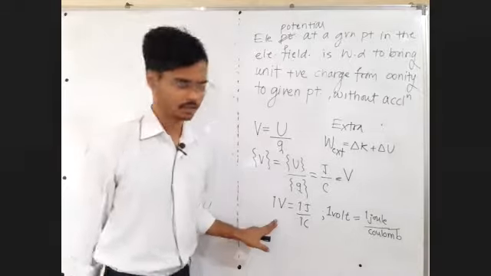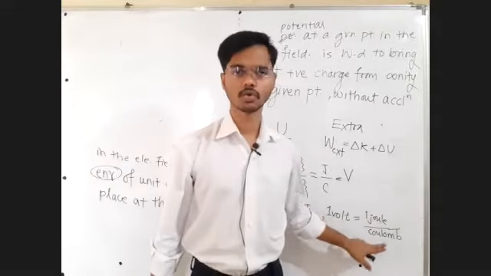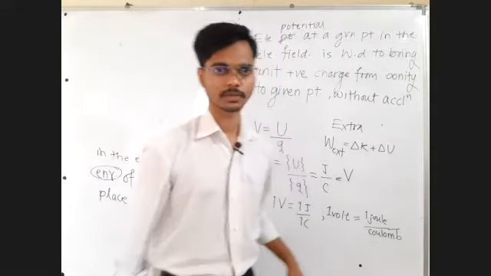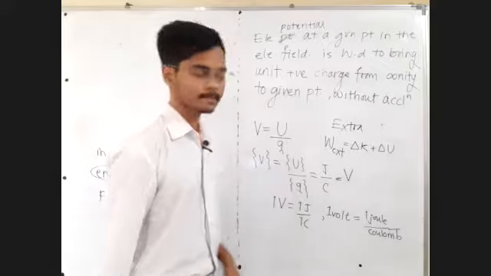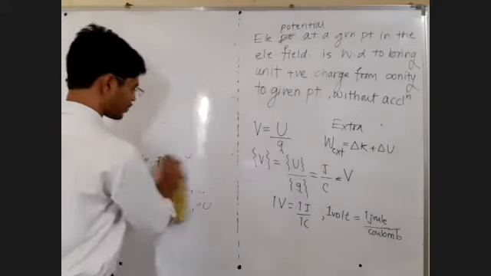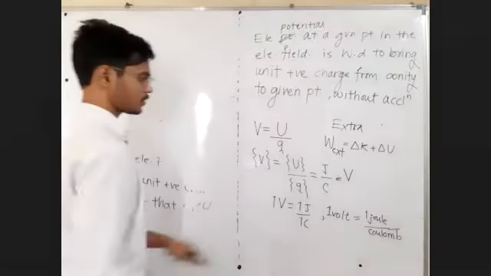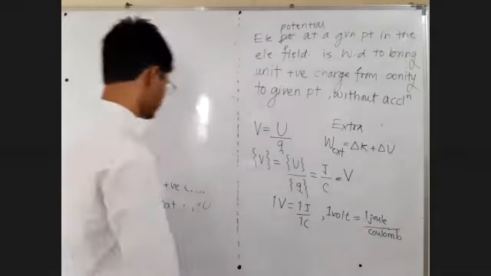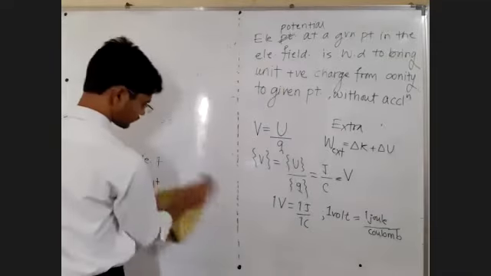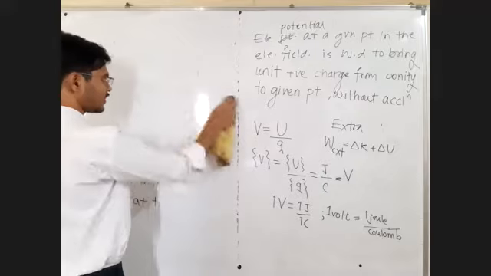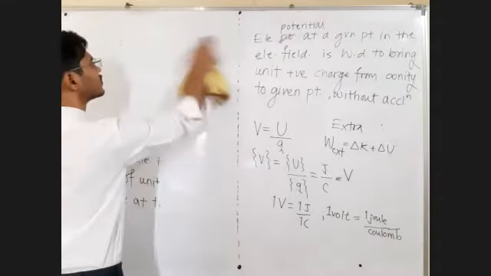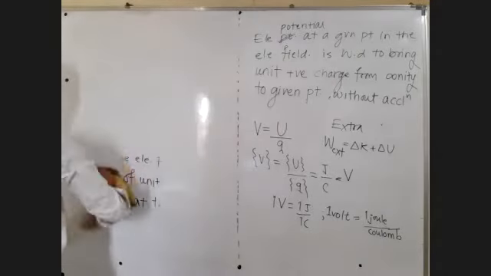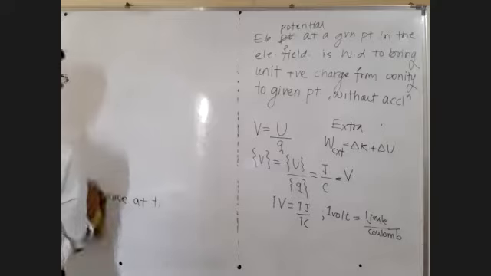Volt is a derived unit. Joule is a derived unit. Coulomb is a derived unit. Okay, I just gave the answer. Let's see. Coulomb is not a fundamental unit. Coulomb is also a derived unit. You have to replace the coulomb. You have to replace the joule. Let me check. Take 30-40 seconds. Don't hurry.